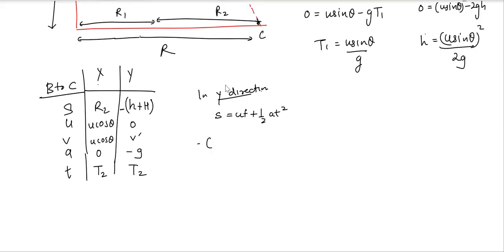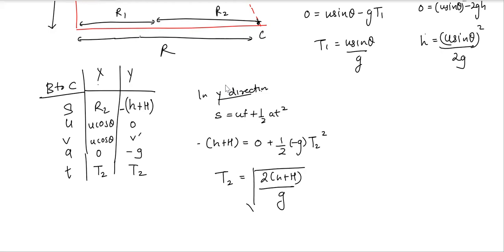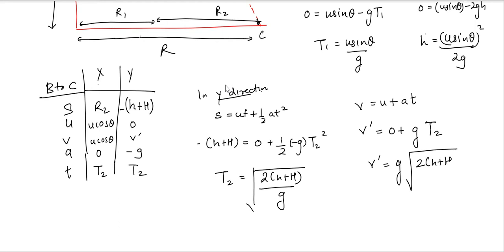So this will be h plus h. Initial speed will be 0, and this will be half into minus g, t2 square. So from this I can get my t2 as the square root of 2 into h plus h upon g. Okay, so once we have got t2, we can use v is equal to u plus at in the y direction. So we can get v dash as 0 plus g into t2. So we can substitute that, and we will get v dash also.